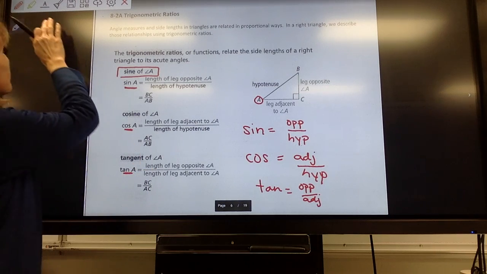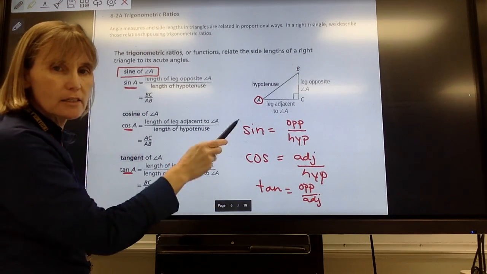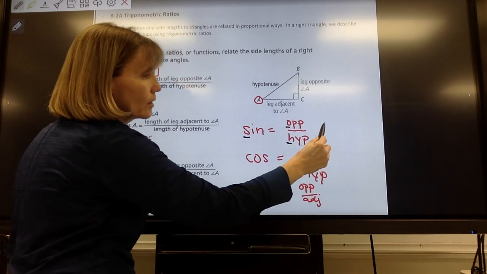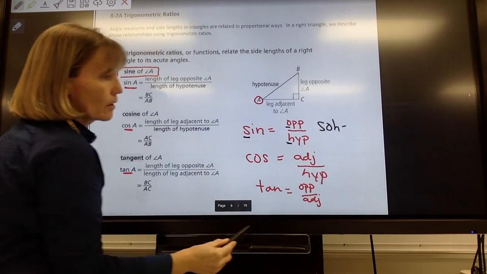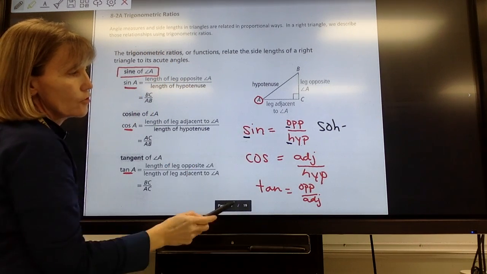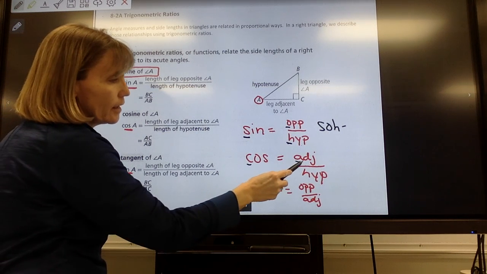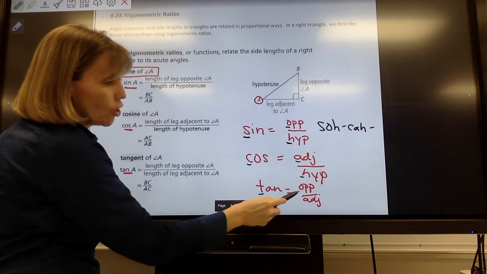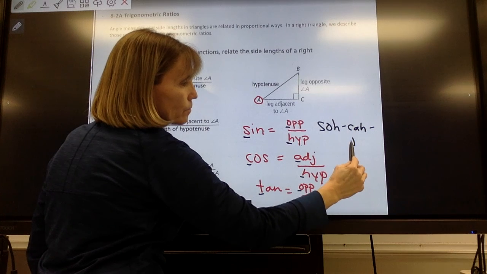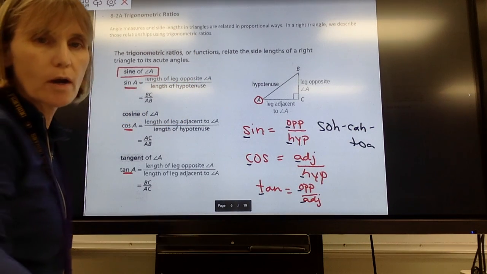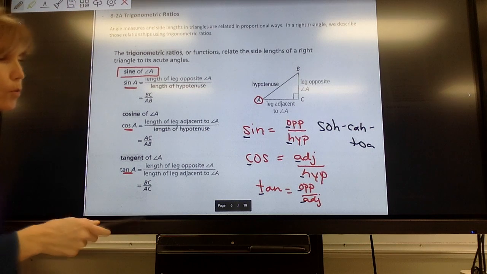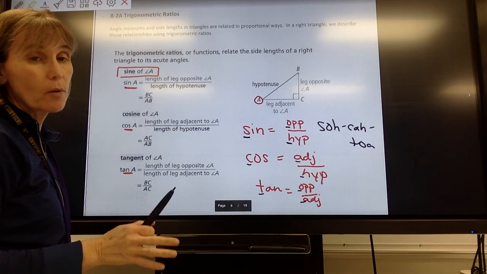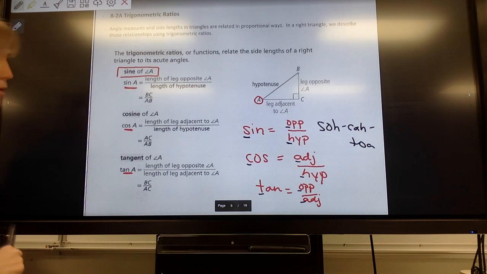One of the ways that for ages we've tried to memorize sine, cosine, and tangent is we say SOH, S for sine, O for opposite, H for hypotenuse, CAH, and then the last one is TOA. So if you hear me say SOH CAH TOA, that's how I remember what order to put the fractions in for sine, cosine, and tangent. You may want to write that down and use it as you work through the rest of Chapter 8.